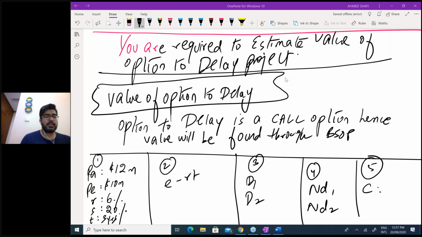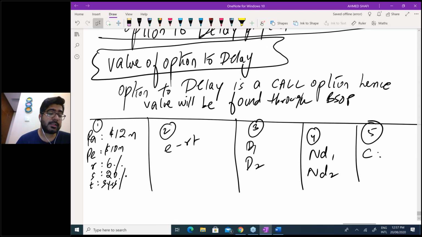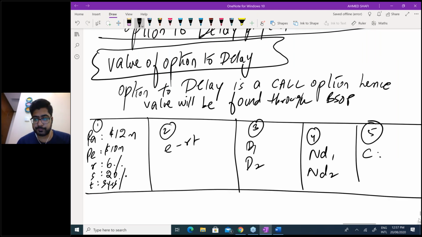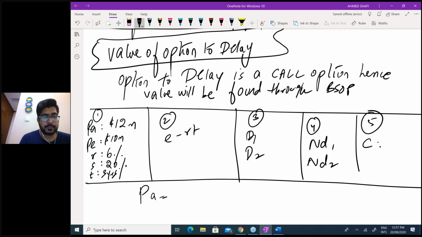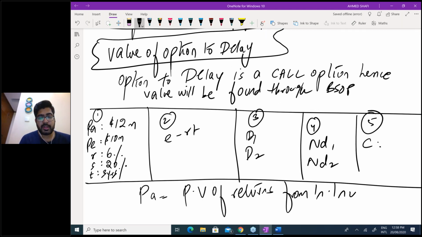Okay, now the question stated, listen carefully, many people are asking me that PA is 2 million. No, PE is 10 million, right? What is PA? Present value of returns from initial investment. PA is not the NPV. I didn't tell you the abbreviation that PA is the NPV. I told you PA is the present value of returns from initial investment.